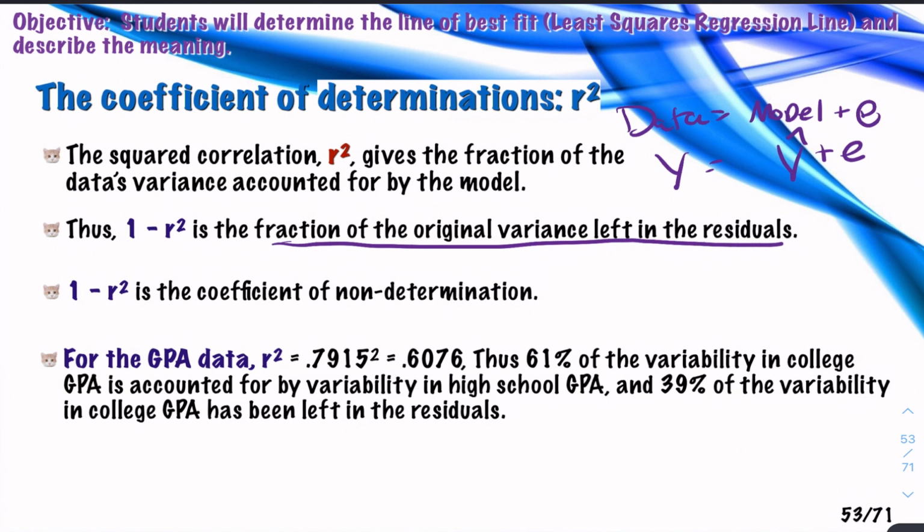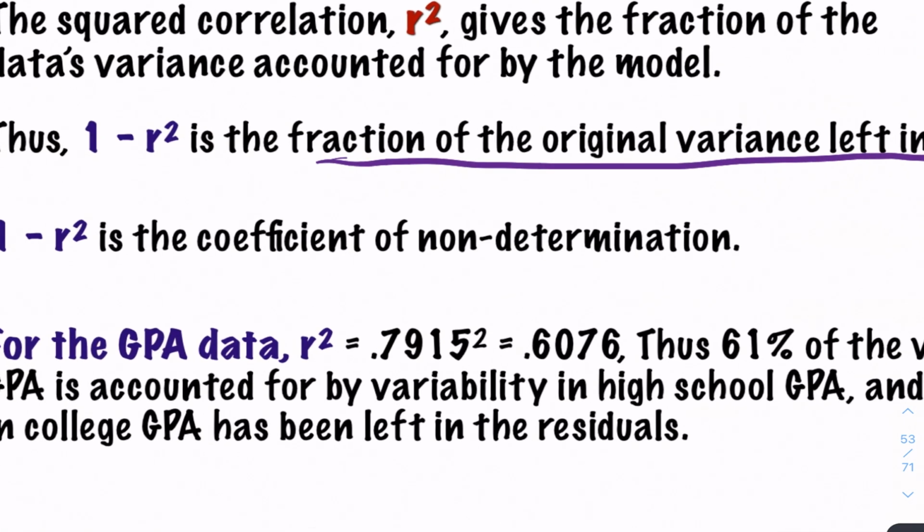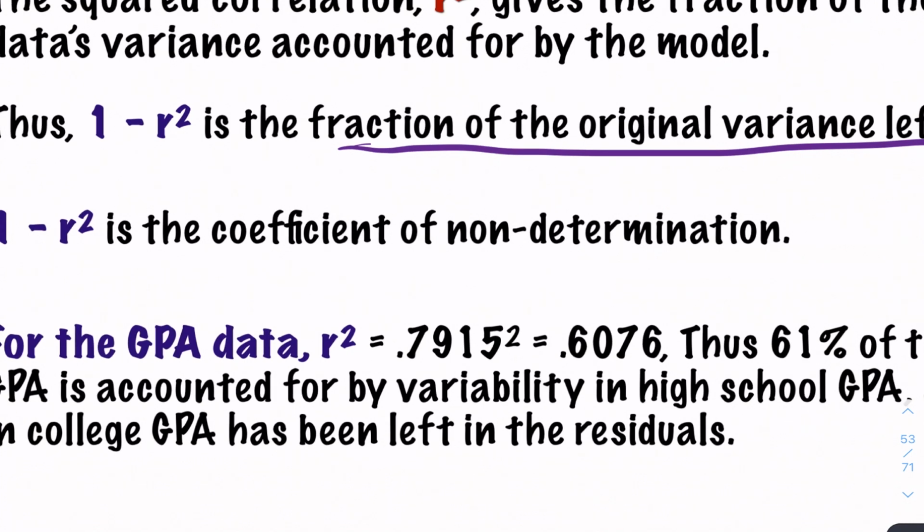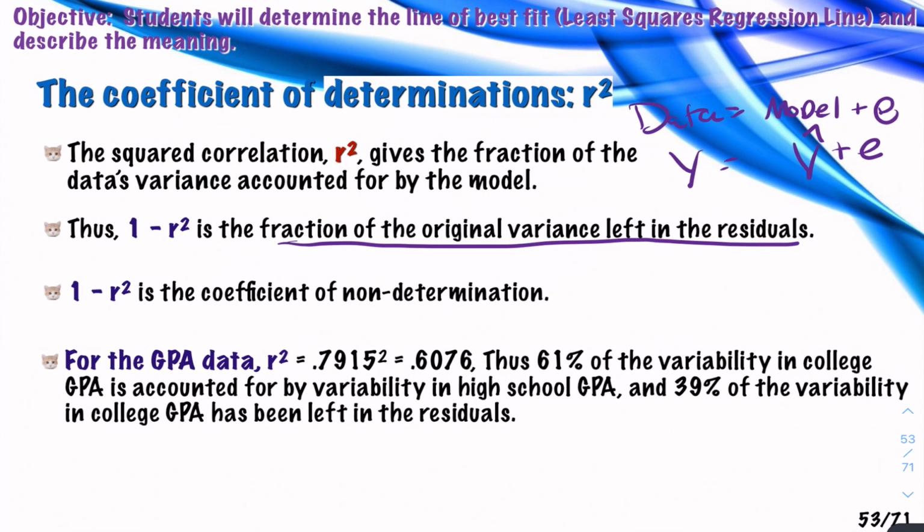So we say this. Literally, if we take our R and square it, so R was 0.7915 in the case of our GPA data, we square that, we get 0.6076. Thus, 61% of the variability in college GPA is accounted for by variability in high school GPA. And 39%, which is 1 minus 61%, of the variability in college GPA has been left in the residuals. It's not accounted for by our model.